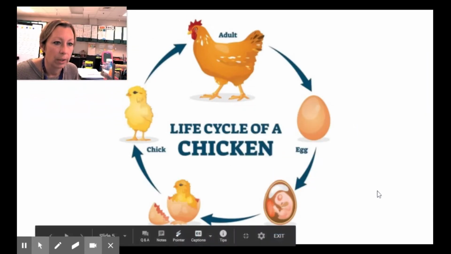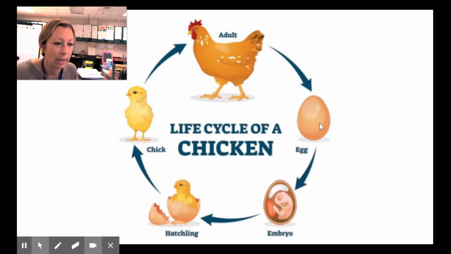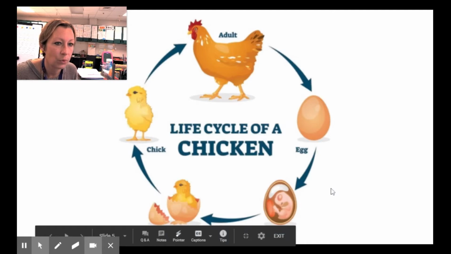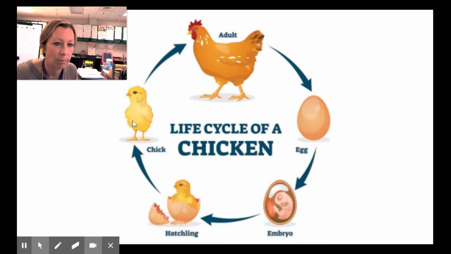Hopefully you already know the life cycle of a chicken. We start with an adult hen that will lay an egg. If there was a rooster around her, there may be an embryo inside of it. The embryo will become a hatchling and it will hatch into a baby chick that will grow up. If it is a girl, she will grow into a hen that lays eggs. If it's a boy, he will grow into a rooster. And roosters don't lay eggs.